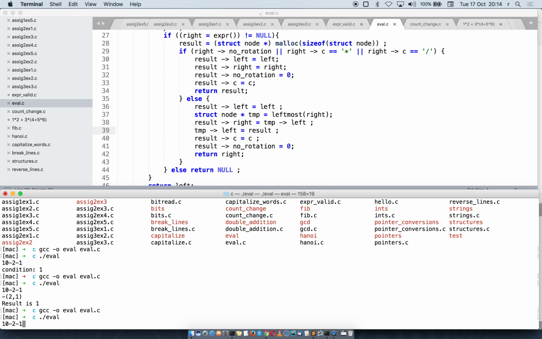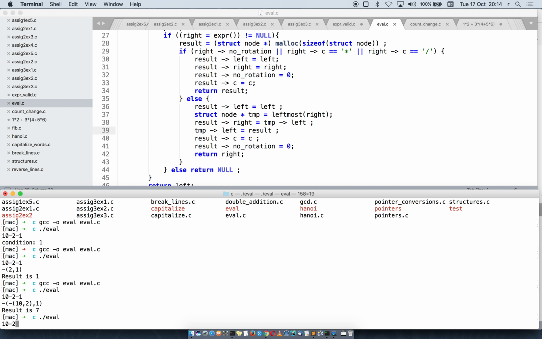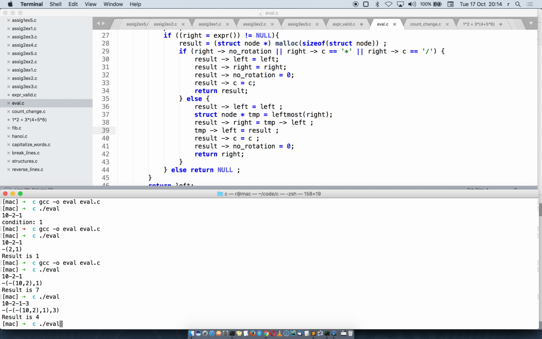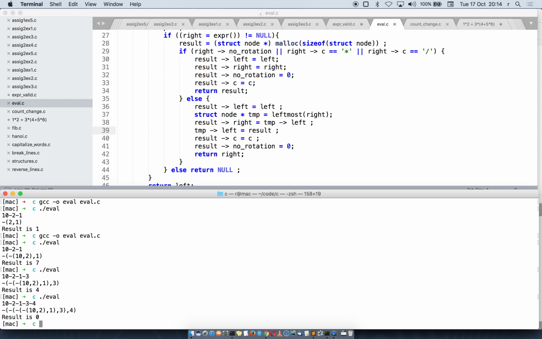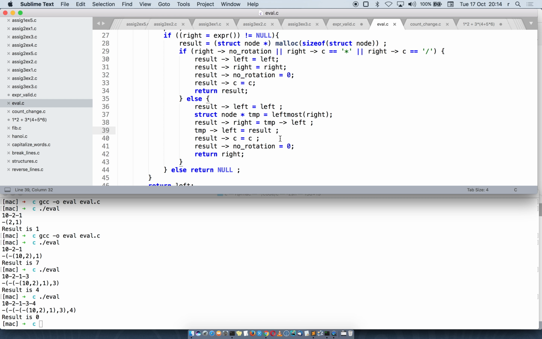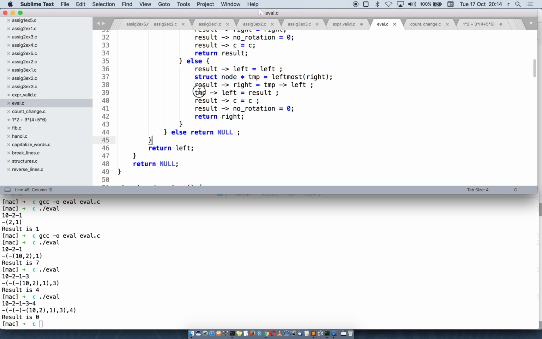And minus 2 minus 1, 7. And 10 minus 2 minus 1 minus 3, 4. And 10 minus 2 minus 1 minus 3 minus 4, 0. Okay, so it's finally working. And then, let's call this TMP something more suggestive, LFTMST. Sort of looks like leftmost.